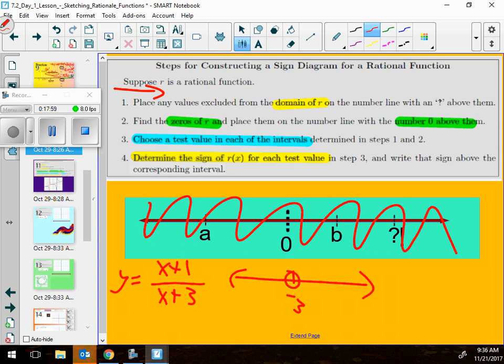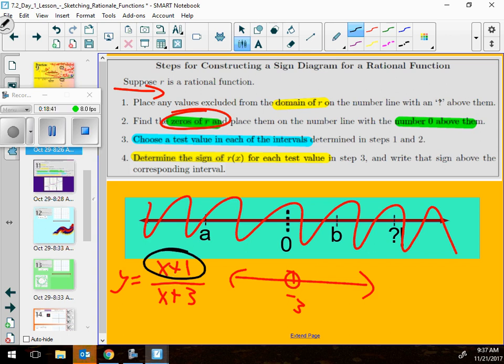Okay, but this is a sign diagram, so the question is kind of, would it work or not? All right, so find the zeros of it. Those are the things that make this function 0, and put them on the number line with a 0 above it. What's the 0 of this function? It's the thing that makes this function equal 0. Do you get that the thing on the top? A lot of people think if I put in -1, this function will crash. No, it won't. If you put in -1, it'll make it 0.